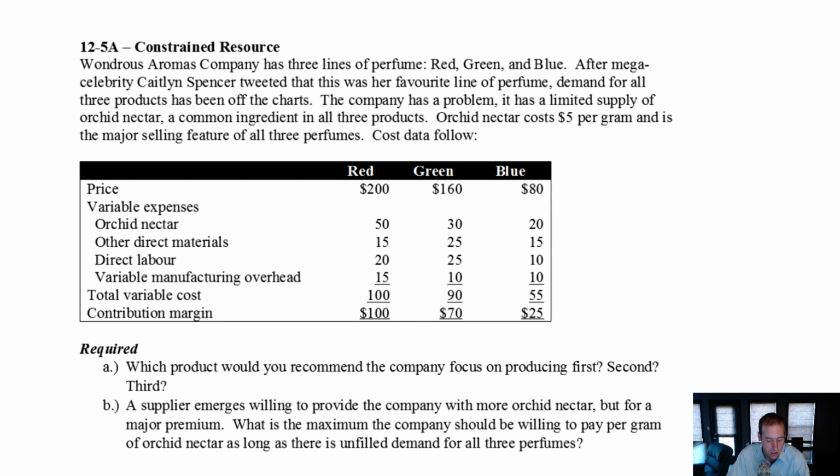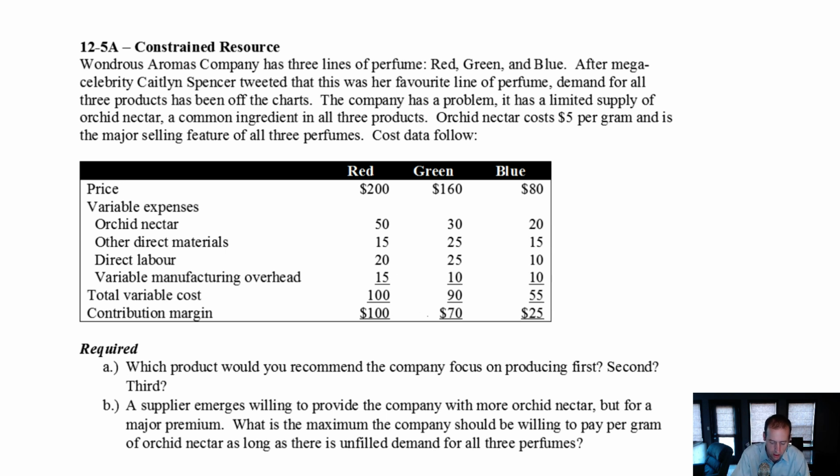Wondrous Aromas Company has 3 lines of perfume: red, green, and blue. After mega celebrity Caitlin Spencer tweeted that this was her favorite line of perfume, demand for all 3 products has been off the charts. The company has a problem. It has a limited supply of orchid nectar, a common ingredient in all 3 products. Orchid nectar costs $5 per gram and is the major selling feature of all 3 perfumes. Cost data follow. So here we are.